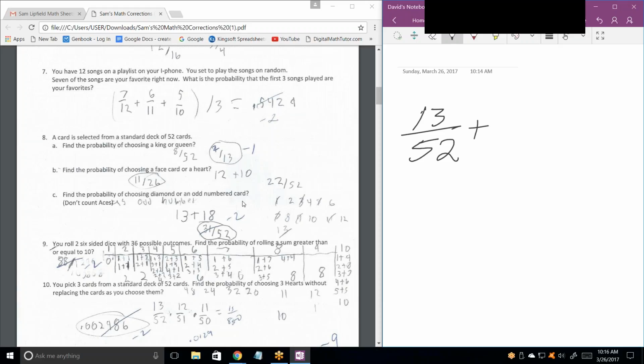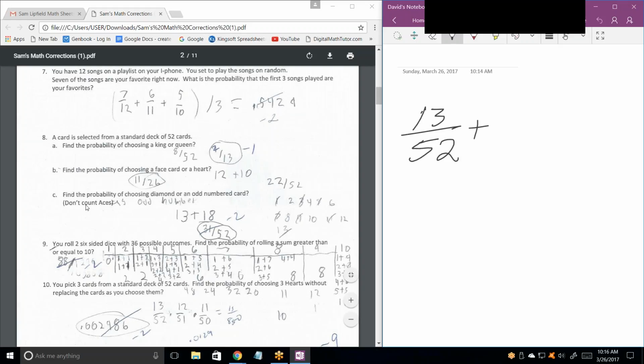Yeah. Well, a deck has 52 cards, and there's 4 suits. So there's 13 cards from each suit. And they go ace through 10, and then jack, queen, king. And the jack, queen, king are called face cards. Aces, it says don't count aces.